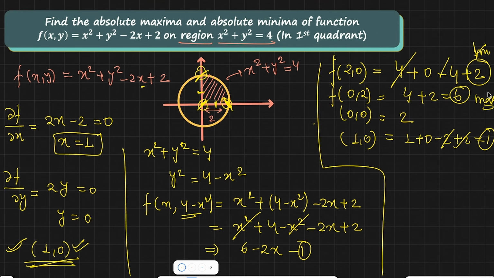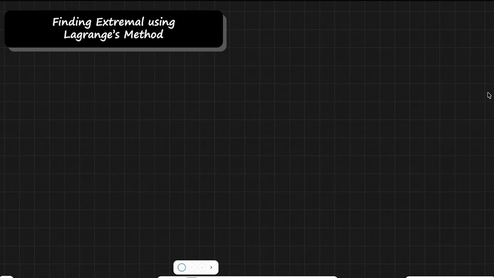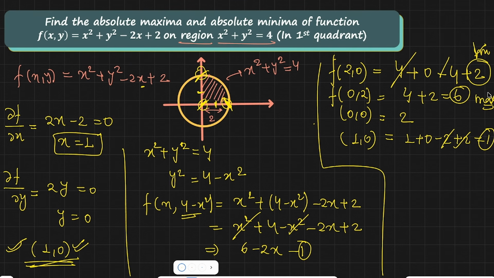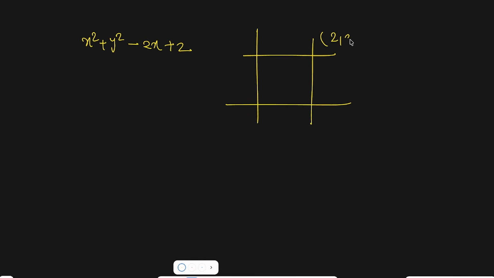That's it. What to do? Let's take one more example before going to this. I can take a bounded region. Let's say for this same question, x square plus y square minus 2x plus 2, let's take this region. This is 2 comma 2. Then basically you have to do the boundary analysis, so how to do the boundary analysis, I am giving you.